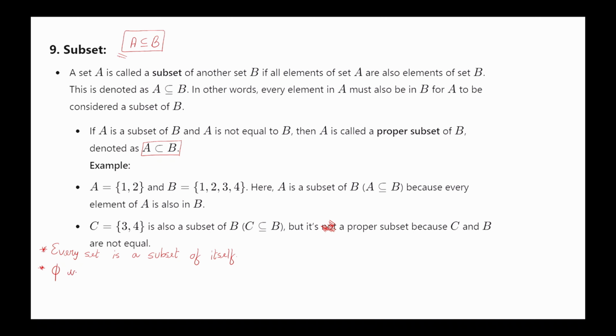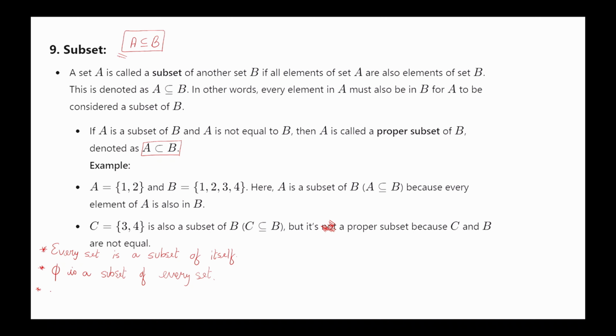Phi is a subset of every set. Because phi means that we do not have any elements in the set. If there are no elements in the set, we can still say that whatever is present in this set can be a part of the other set, right? Where we have elements. So phi also becomes a subset of every set.